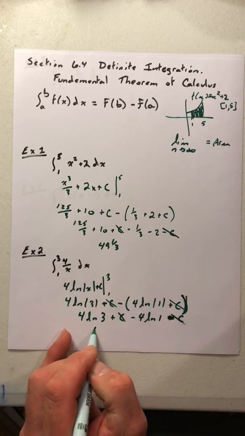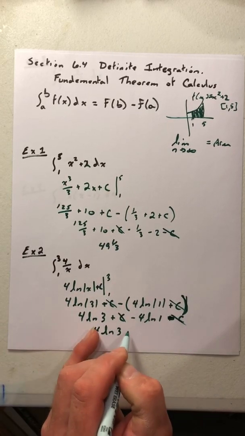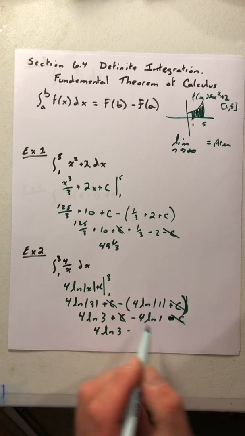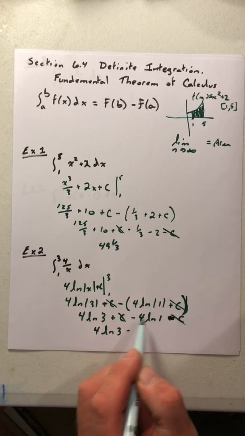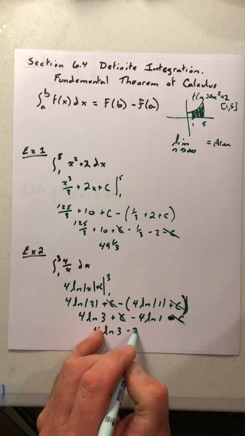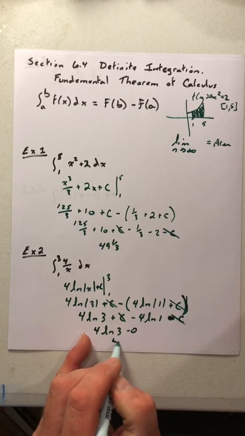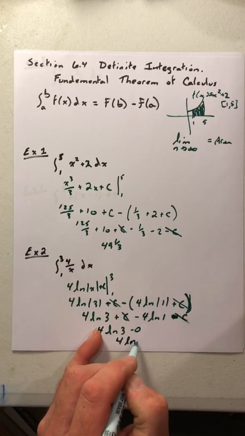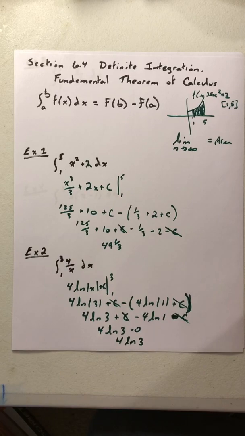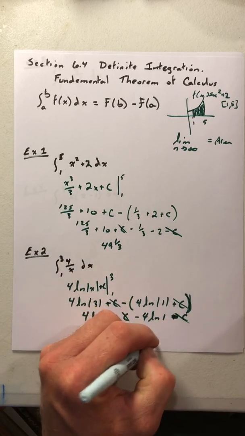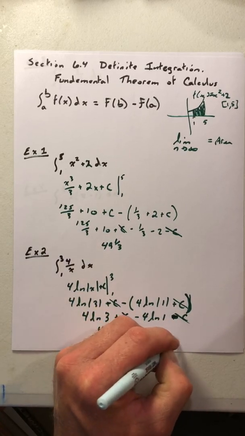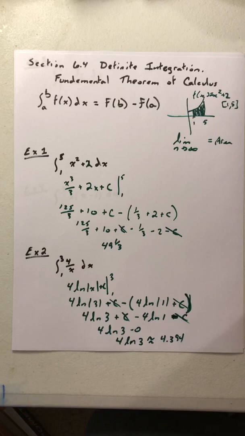So now I have 4 natural logs of 3 minus 4 natural logs of 1. I know the natural log of 1 is 0. 4 times 0 is 0. So I get 4 natural logs of 3 minus 0, or 4 natural logs of 3. I could approximate this using the calculator if I wish. So 4 natural logs of 3 gives me approximately 4.394. And that would be the area of that region.